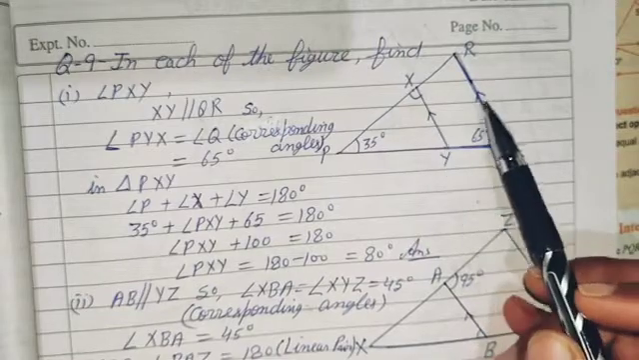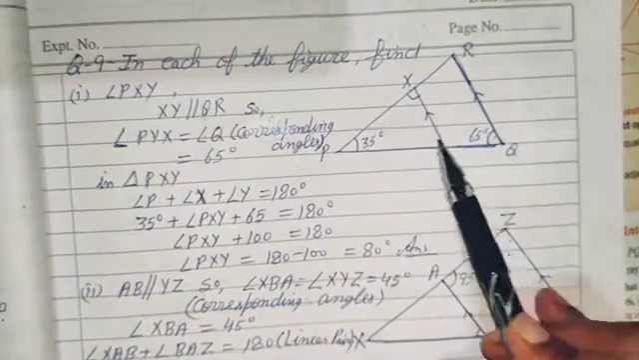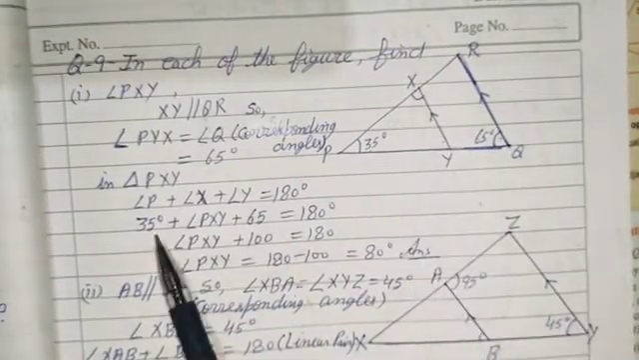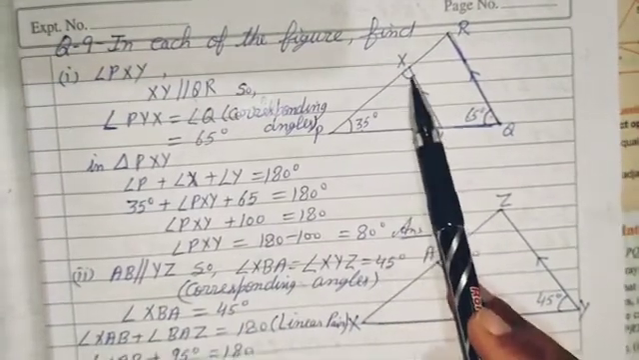Now in this triangle, it is 35, and it is 65 as we have calculated here. So this triangle can be solved with the angle sum property. Angle P plus angle X plus angle Y equals 180 degrees. Angle PXY equals, this one is 80 degrees.